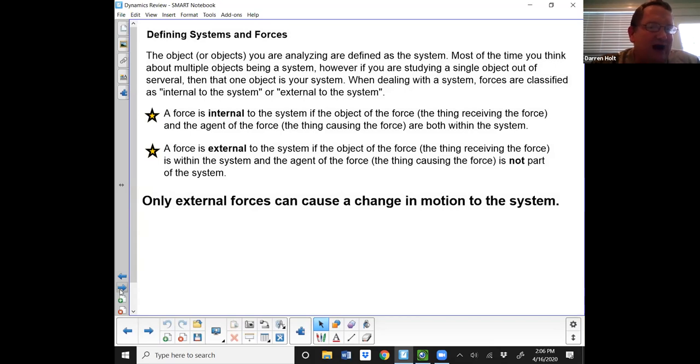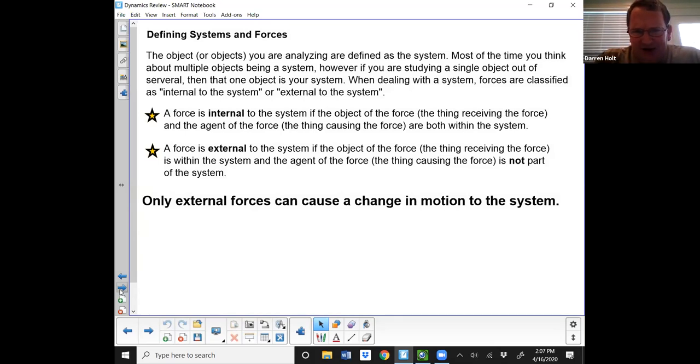It is important that if you're writing about some kind of scenario, you clearly define what you are studying, right? It's extremely important that you define that these are the objects that are in the system that I'm studying, and then go about your discussion.